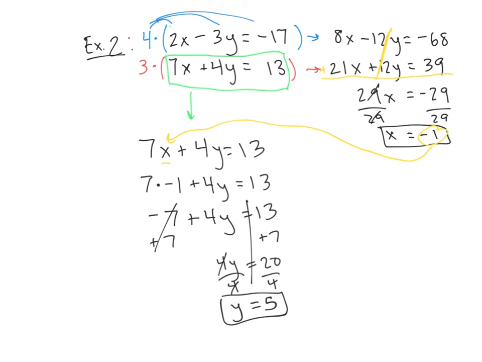All right, so I added the 7 over. Again, I'm always going to move that coefficient in front of y second. So I add the 7 over. 13 plus 7 is 20. 4y equals 20, and then I'm going to divide by 4 on both sides to get y equal to 5. And again, my answer is going to be that point of intersection. X is negative 1, comma, y is 5.